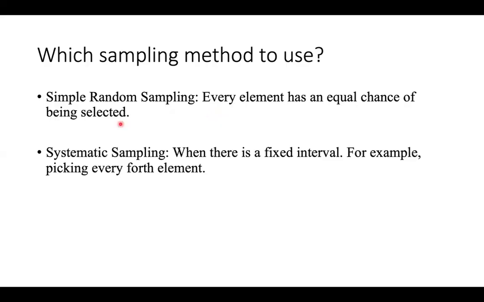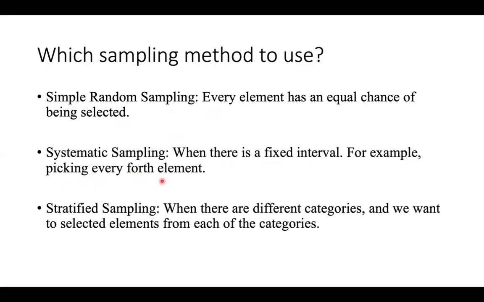And then we have systematic sampling. That is when there is a fixed interval. So what does that mean? For example, we need to pick every fourth element. Finally, we have stratified sampling, and that is when different categories are present, and we want to select elements from each of these categories.